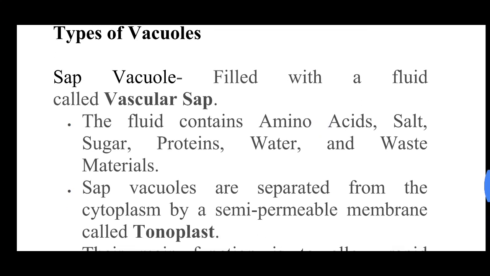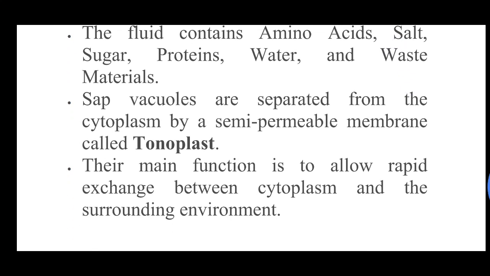The first is sap vacuole. Sap vacuole is filled with vacuolar sap. The vacuolar sap contains some kind of fluid. This fluid is made up of amino acids, salt, sugar, proteins, water, and waste material. The sap vacuoles are separated from the cytoplasm by a semi-permeable membrane called the tonoplast.